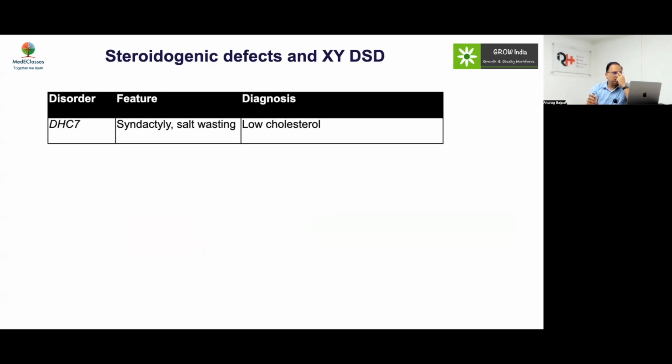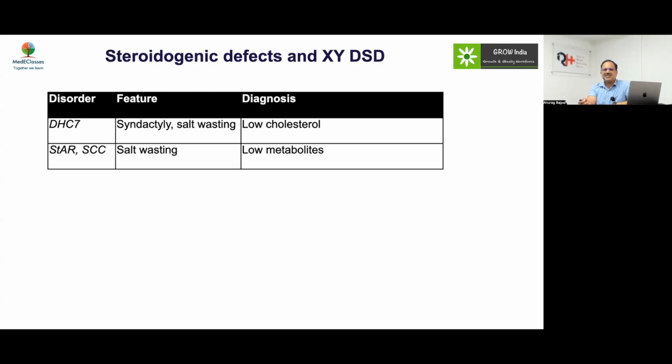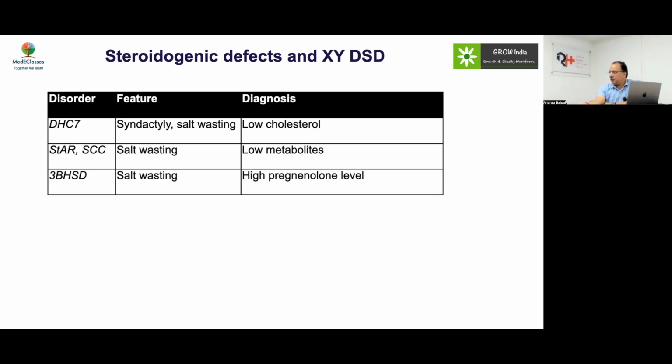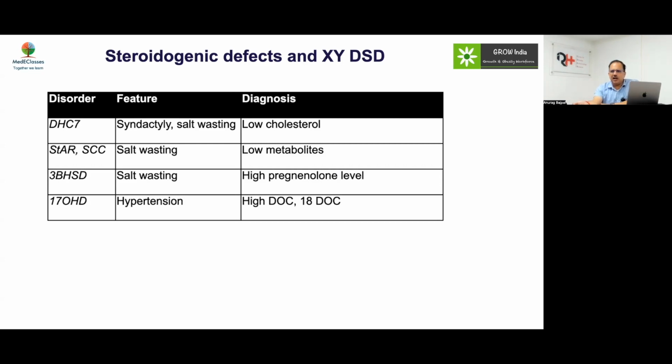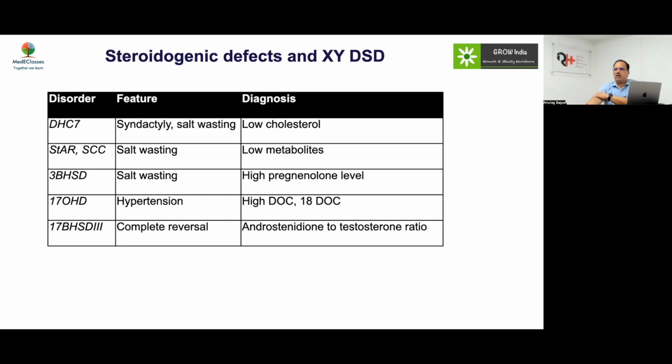So just to summarize the steroidogenic defects, DHCR7 will cause Smith-Lemli-Opitz syndrome with syndactyly and salt wasting. StAR and side chain cleavage will cause salt wasting with low levels of metabolites. 3-beta HSD will cause salt wasting with high pregnenolone levels. 17-hydroxylase defect will cause hypertension, with high DOC and 18-DOC.